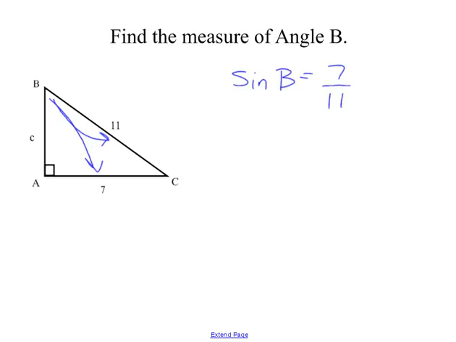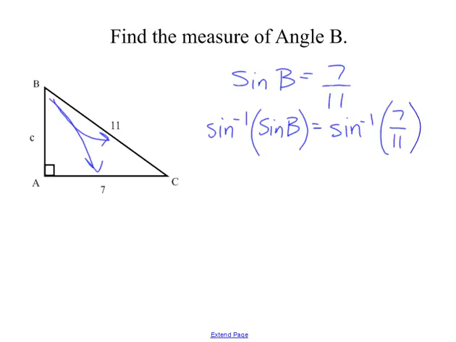Now we're going to take the inverse sine of both sides of this equation. On the left side, the inverse sine undoes the sine, leaving us with angle B by itself. On the right side, we can type into our calculator the inverse sine of 7 divided by 11, and we get 39.52 degrees for angle B.